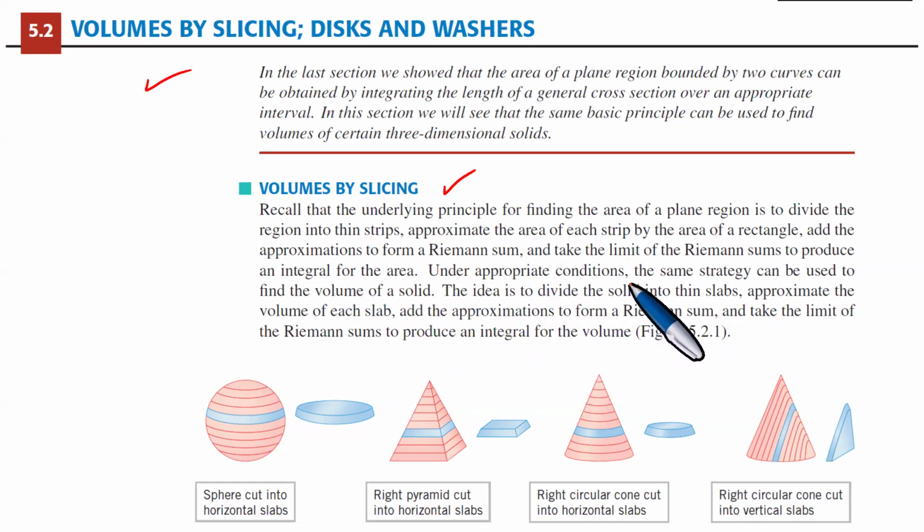Under appropriate conditions, the same strategy can be used to find the volume of a solid. The idea is to divide the solid into thin slabs, approximate the volume of each slab, add the approximations to form a Riemann sum, and take the limit of the Riemann sums to produce an integral for the volume. So you have the thin slabs: a sphere cut into horizontal slabs, a right pyramid cut into horizontal slabs, a right circular cone cut into horizontal slabs, and a right circular cone cut into vertical slabs.